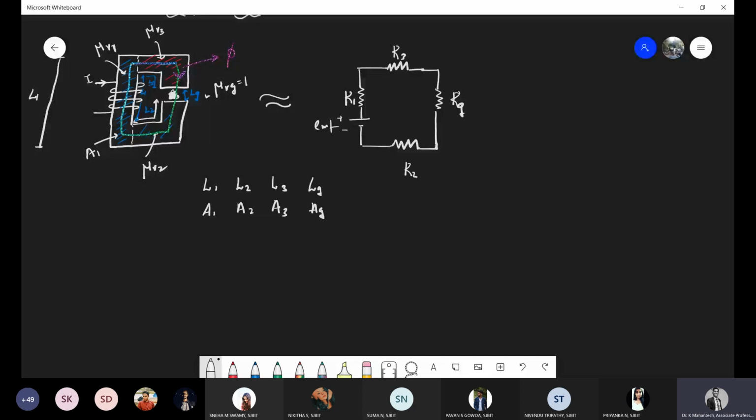So the total reluctance is equal to R1, reluctance due to material 1, plus reluctance due to material 2, plus 3, plus Rg. That is reluctance due to an air gap also. But what is the reluctance equation? R is equal to L over mu naught mu R A.